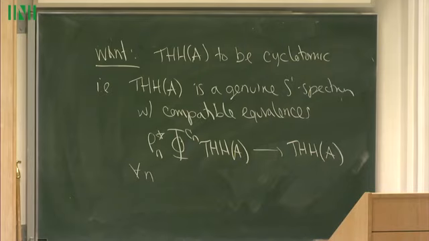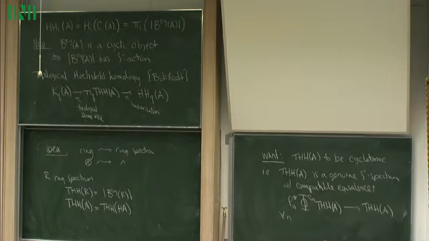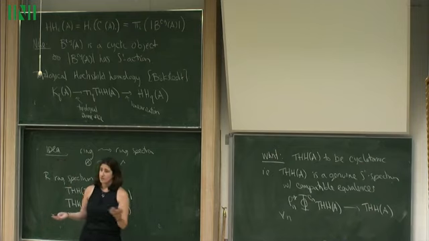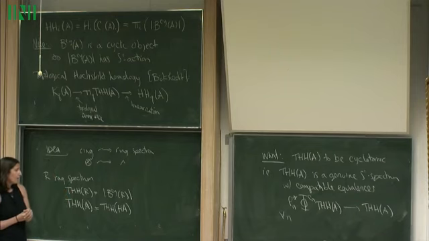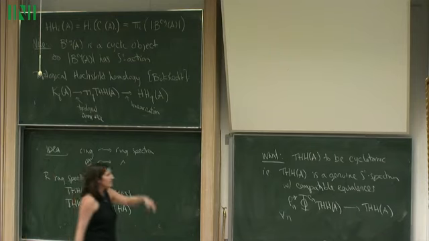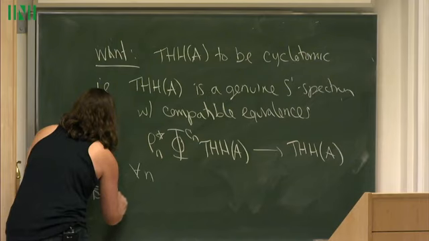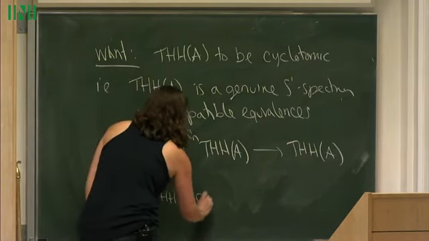Okay, so I should mention, of course, that this is sort of a classical notion of what it means to be cyclotomic. Recent work of Nikolaus and Scholze gives us a new characterization of what it means to be cyclotomic as well, so I'm not going to say so much about that today. But we want THH to be cyclotomic, and Bökstedt's construction of THH is. So Bökstedt's THH has been known for a long time to be cyclotomic.